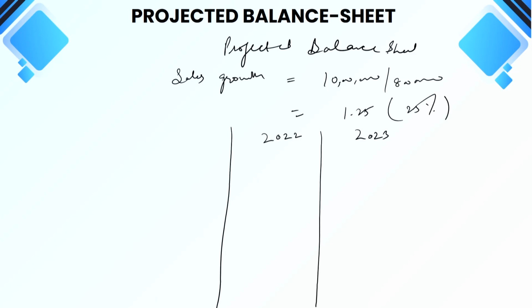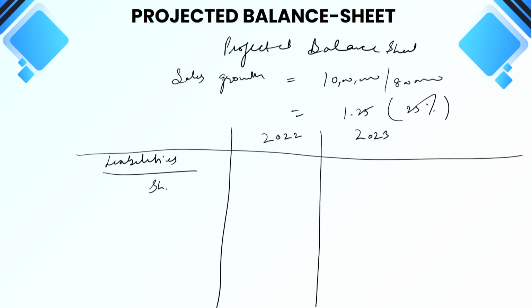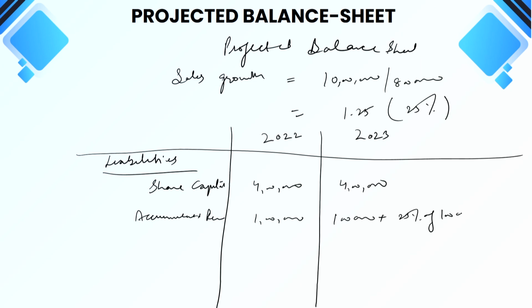So the first item is the liability side we are going to compute. Our liabilities start with share capital. As you know, it was 4 lakh in the year 2022. So we take it as an unchanged figure because it has no relation with the increase in sales. Next is accumulated reserve, which was 1 lakh. We can make the proportionate increase by 25%: 1 lakh plus 25% of 1 lakh. So we reach the figure of 1,25,000.